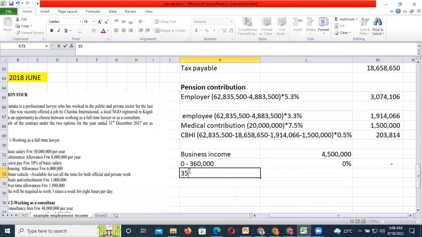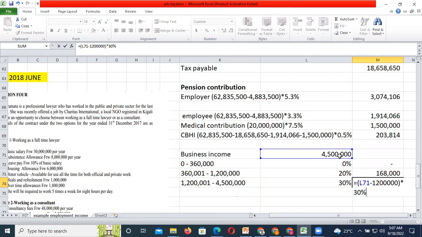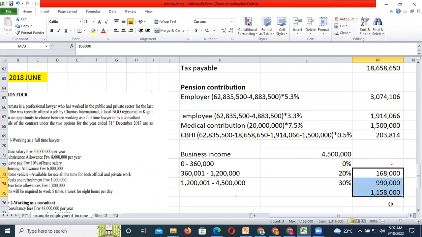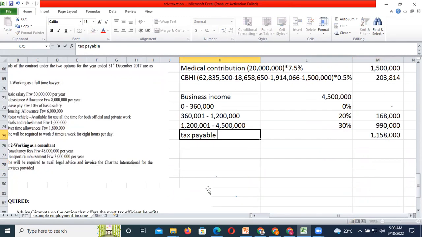So 360 and 1 to 1.2, you're going to use 20%, and then 1.2 to 4.5. That is 30%. So this is 168, and here we can compute this minus 1.2 times 30%. For tax planning purpose, it is beneficial, but it may not be allowed, and that is tax payable. Then income from second employment.